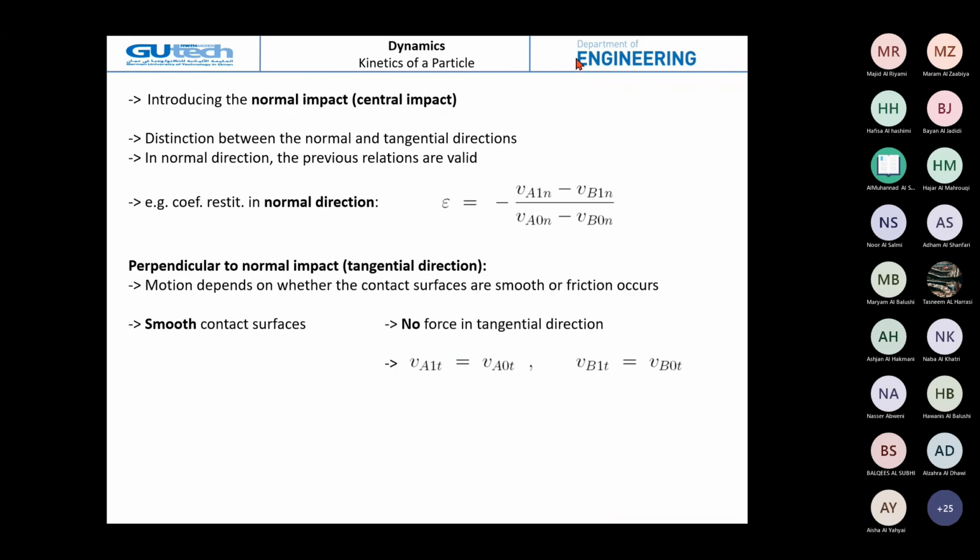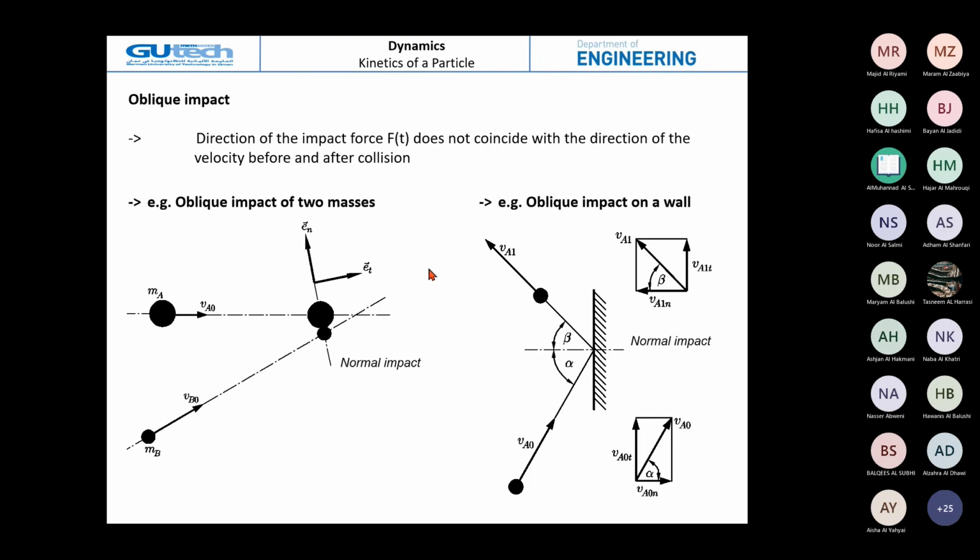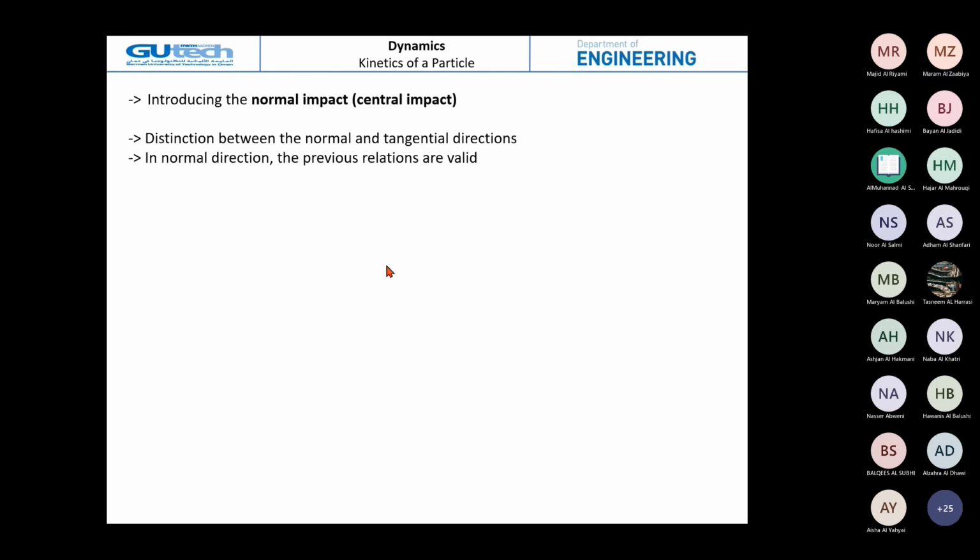Now we make a distinction between the normal and tangential direction. In the normal direction, the previous relations are valid. That's the coefficient of restitution in the normal direction, epsilon, which is always defined by the following relation. Now taking the direction perpendicular to the normal impact, which is the tangential direction, along this direction here, the tangential one.